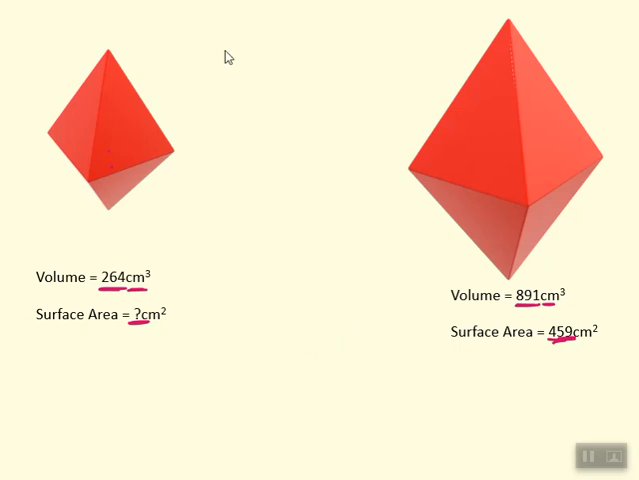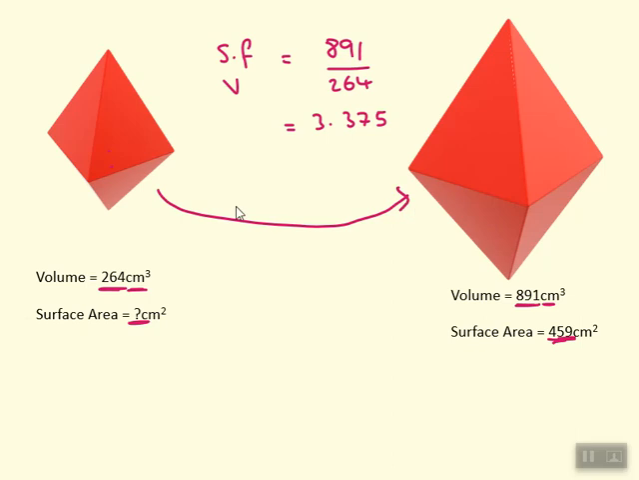Okay, so first of all, I'm going to work out the scale factor for the volume. To work out the scale factor for the volume, you take the larger volume and divide it by the smaller volume. So 891 divided by 264 is 3.375. Okay, so that means the volume of the smaller one was multiplied by 3.375. That's just the number it's multiplied by.